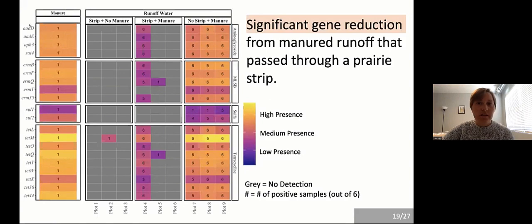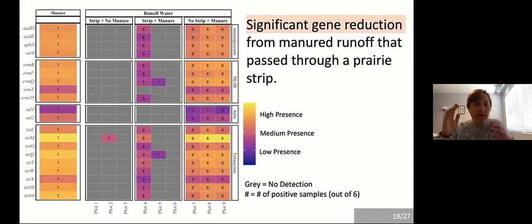Then our 20 targeted genes are listed along this left y-axis. On the right side, you can see our legend showing that yellow indicates a high presence of the gene in the samples, while purple represents a low presence. Then a grayed box means that we didn't detect the gene target in any of the samples. And they're very small, but these numbers inside the boxes represent the number of samples out of 6 replicates where we had detection.